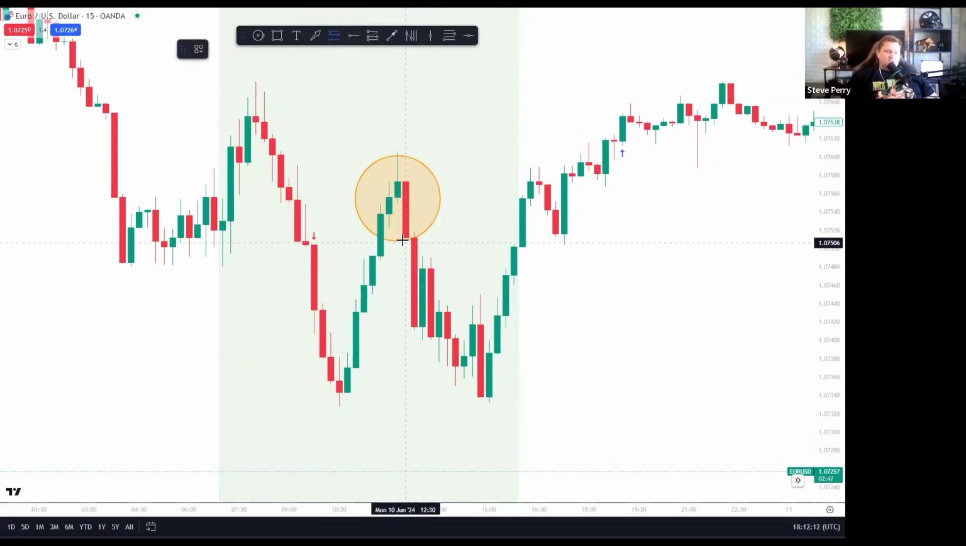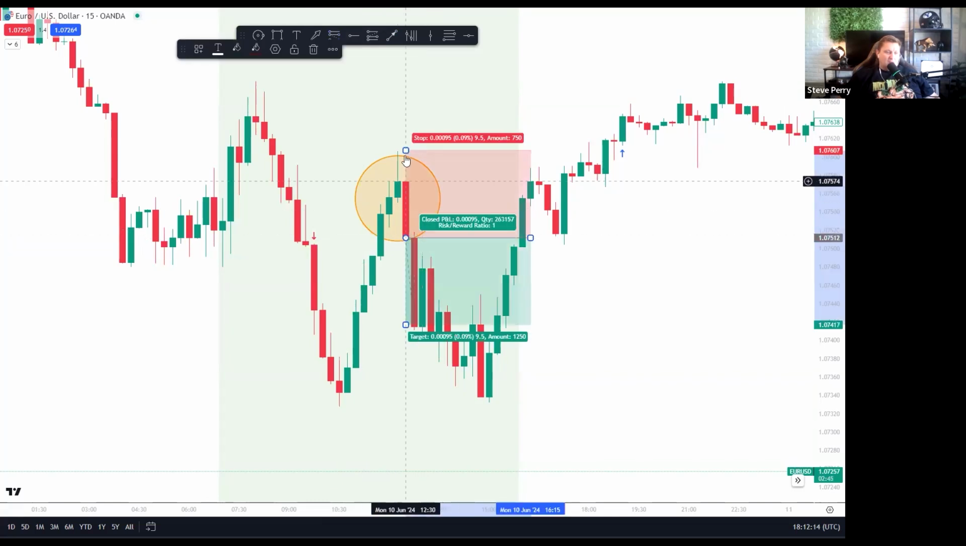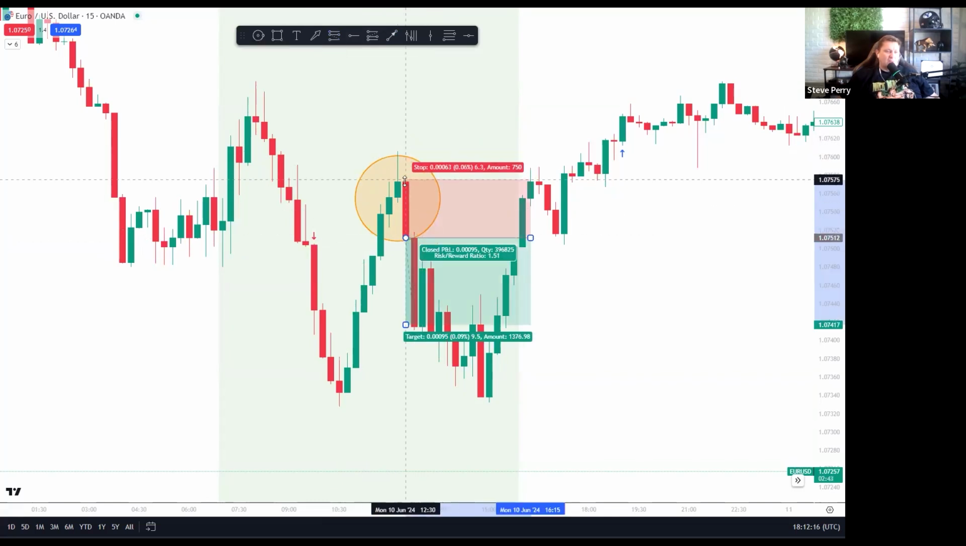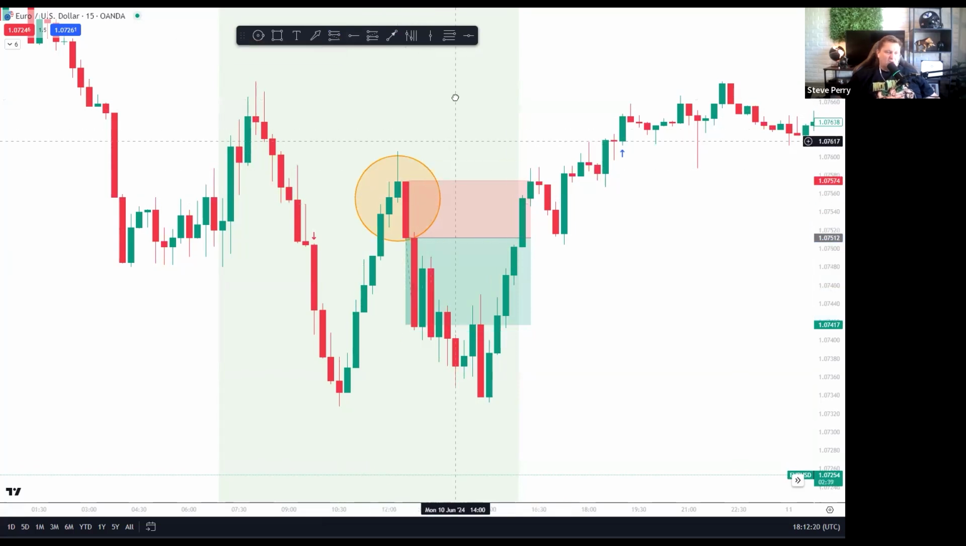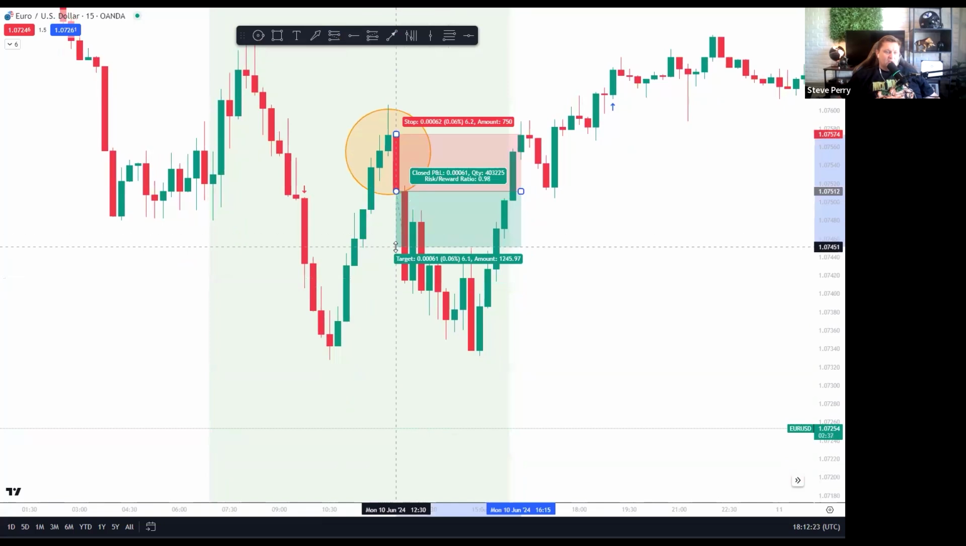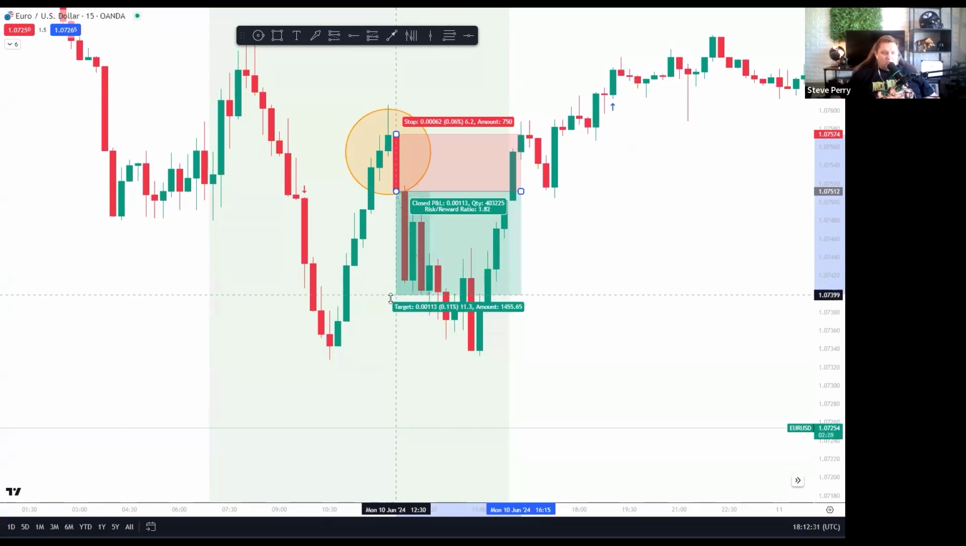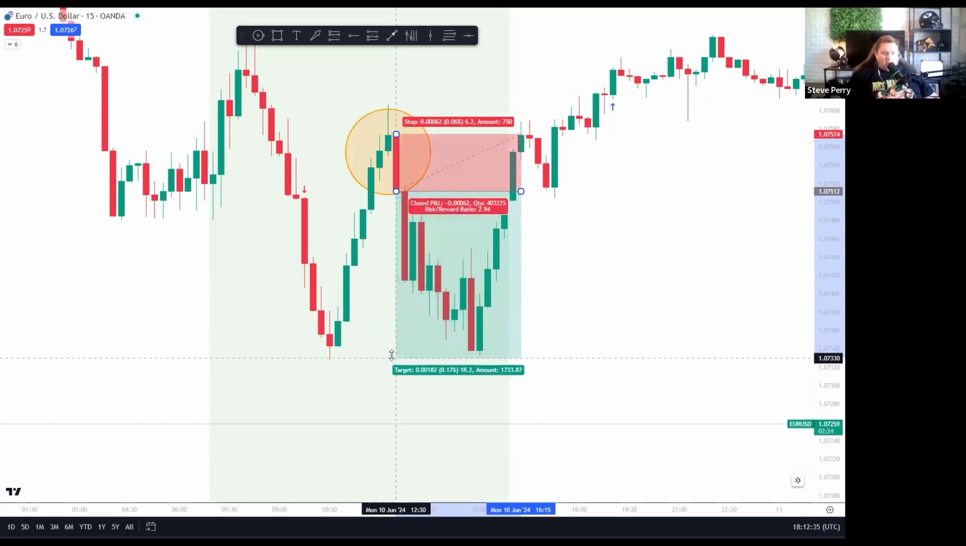So, as soon as you see that, you put in a sell at market. Your stop loss goes on the other side of that bearish candle. And then you can ride this for at least 1 to 1. That's a requirement. I never take trades unless it's at least 1 to 1. Looks like you could have gone 1 to 2 easily. 1 to 3, it doesn't quite get to 1 to 3.